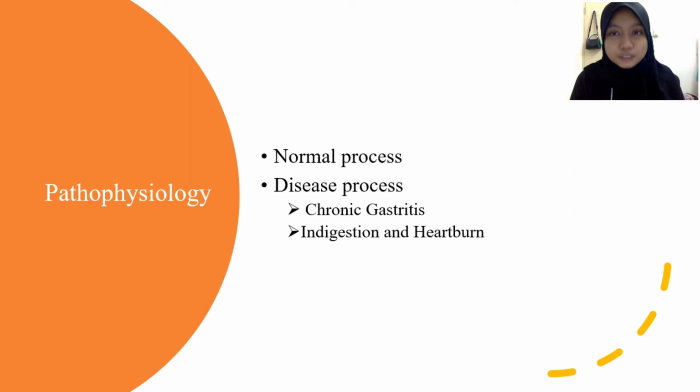Now, I'm going to talk about the pathophysiology regarding this case study, which covers the normal process and the disease process. As for the normal process, I'm going to mention the pathophysiology of the stomach, and as for the disease process, I'm going to mention chronic gastritis, indigestion, and heartburn.